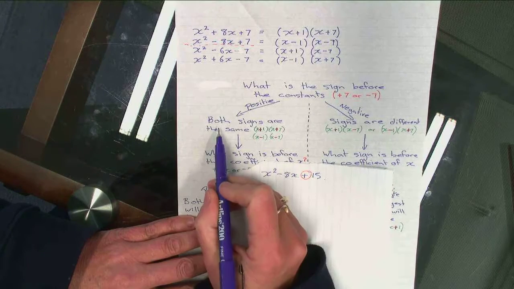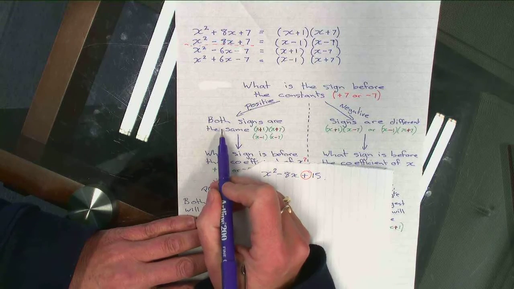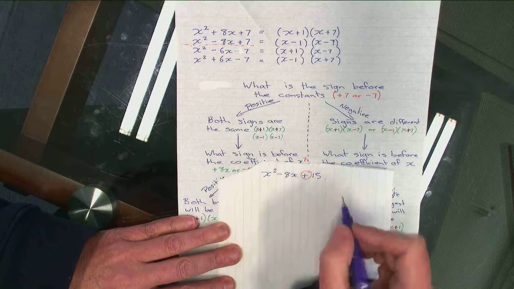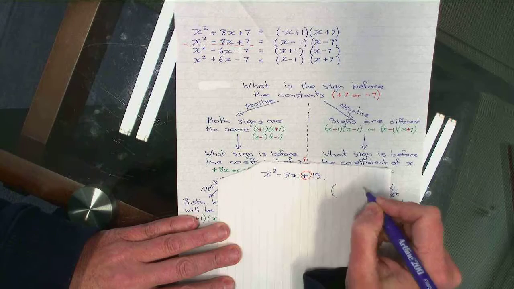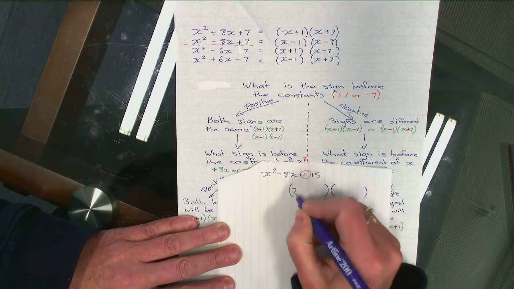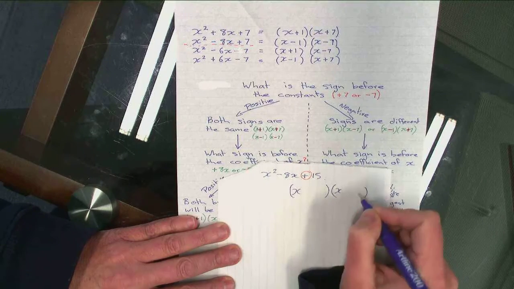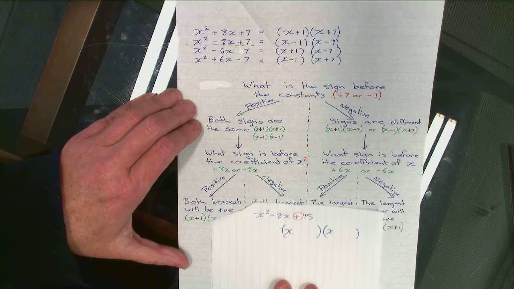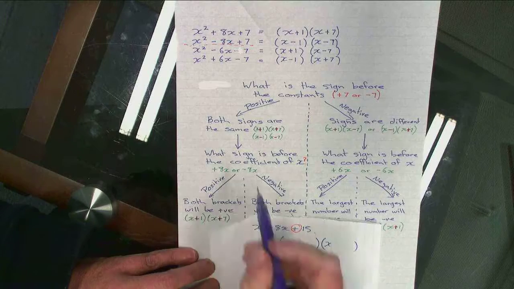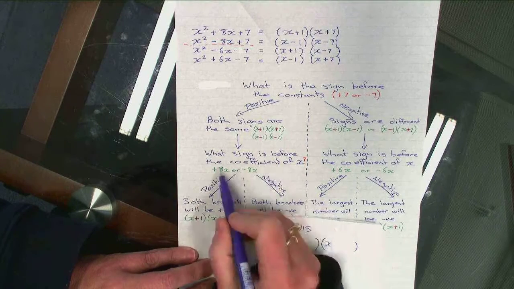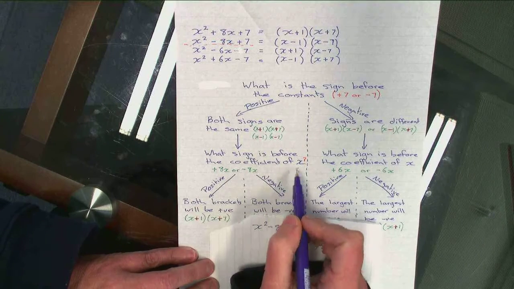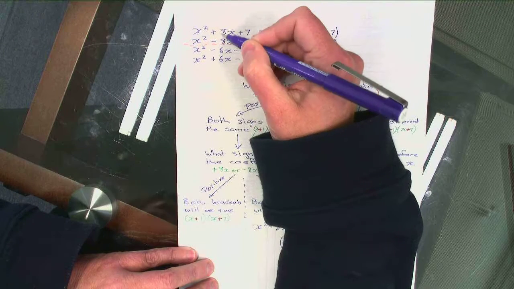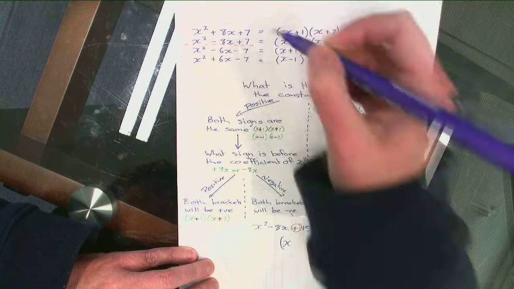That means that both the signs are the same. So in our brackets, we know that both of our signs are going to be the same. They're either both going to be positive or both going to be negative. So the next thing we need to look at is what is the sign before the coefficient of x. The coefficient of x is the number just before the x, not the x squared, just the x. And we're looking for the sign.